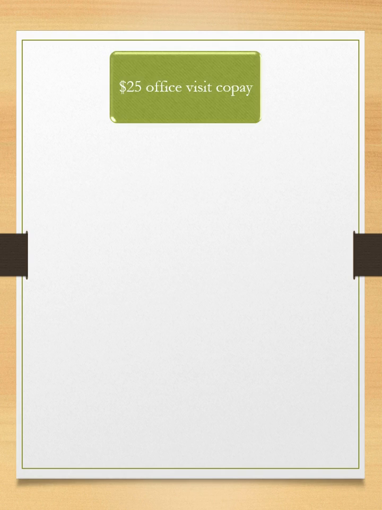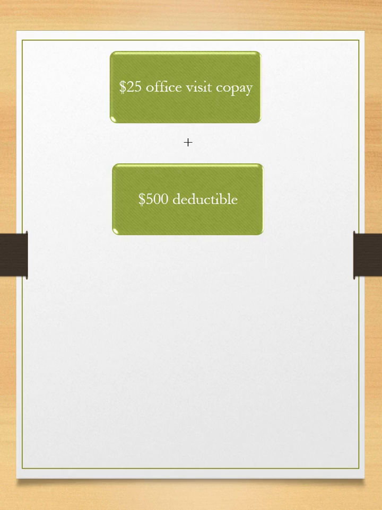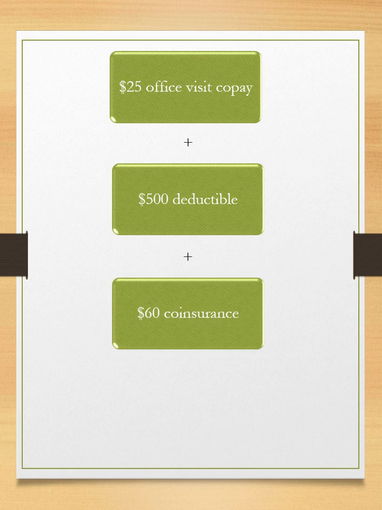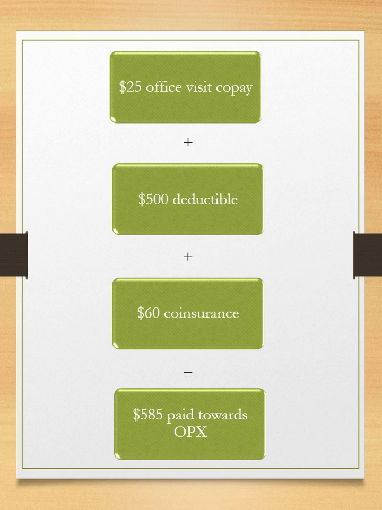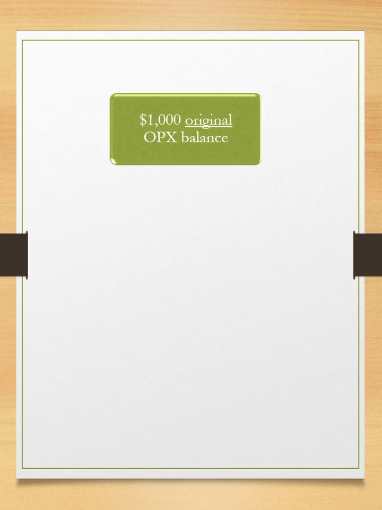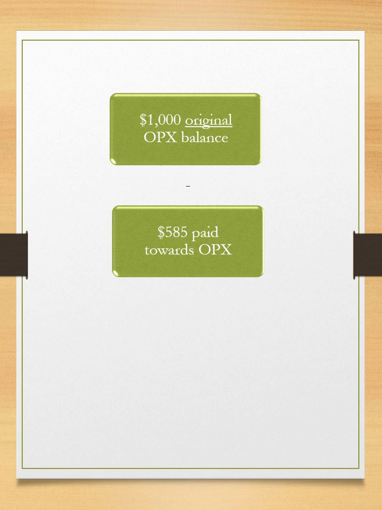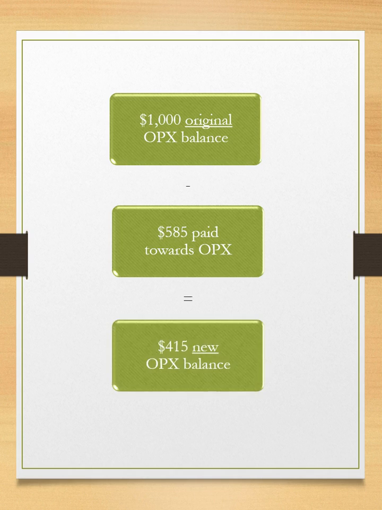Okay, you've now paid $25 for your office visit copay, plus $500 for your deductible, plus $60 in coinsurance, which equals $585 paid towards your out-of-pocket maximum. Then you take your original $1,000 out-of-pocket maximum balance, you subtract what you've already paid, which is the $585 towards your out-of-pocket maximum, and that leaves a balance of $415 for your new out-of-pocket maximum balance.